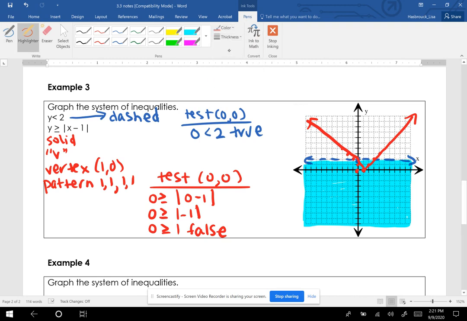Now when we do this, notice the portion that gets darker inside that little triangle area. That is our solution to this system. So the solution is only where the shading overlaps. So the overlap portion of shading is our solution. We're done with that problem.